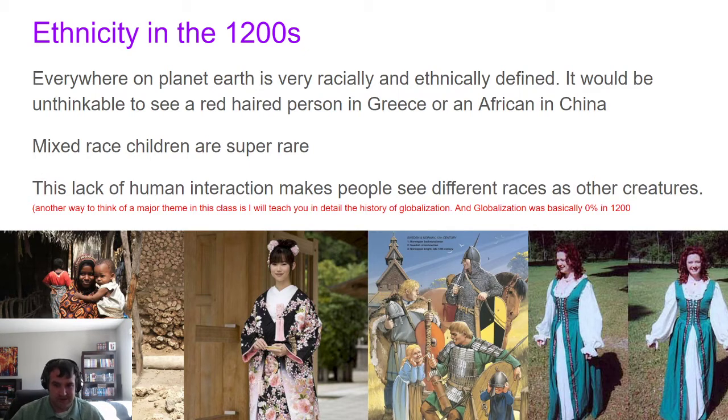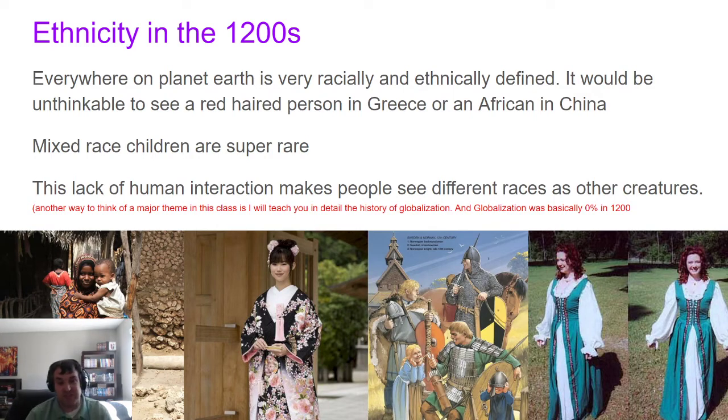There's no interconnectedness of ethnicity or racial identity. It's just not possible to see a red-haired person in Greece or in Africa, or especially in China.